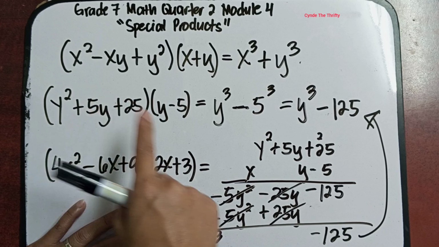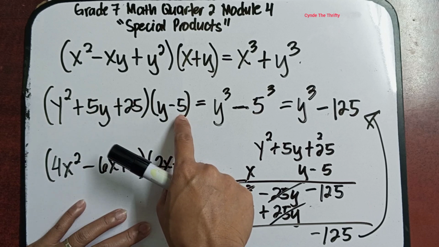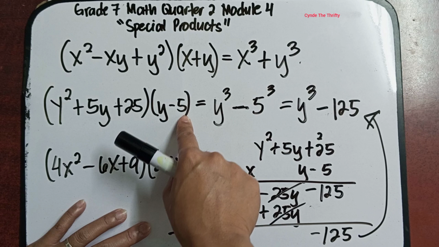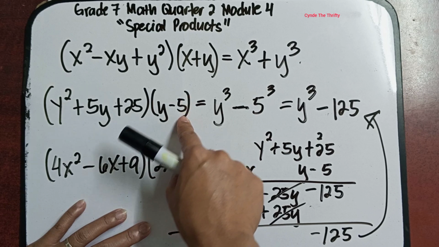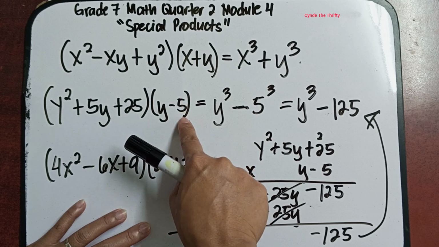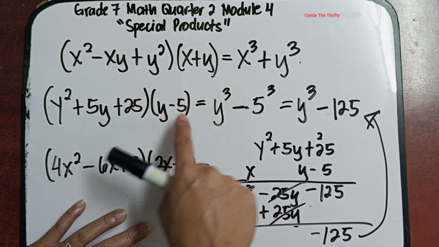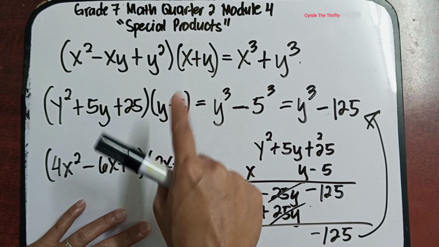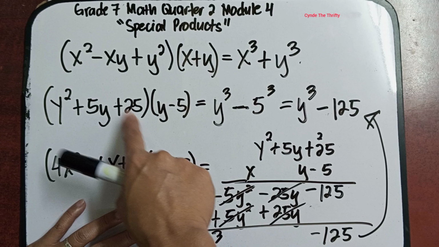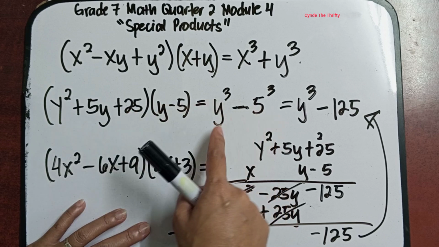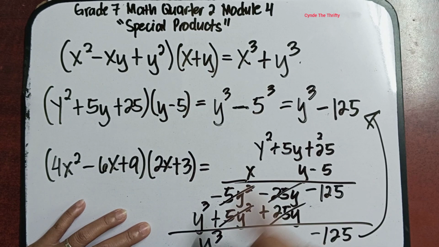And then lastly, if you square the second term, ang second term natin is 5. Kapag i-square mo ang second term ng ating binomial, makukuha mo ang last term ng ating trinomial. So, 5 squared, ibig sabihin 5 times 5 is equal to 25. So, tama lang ang ating mga points at tama ang ating sagot.